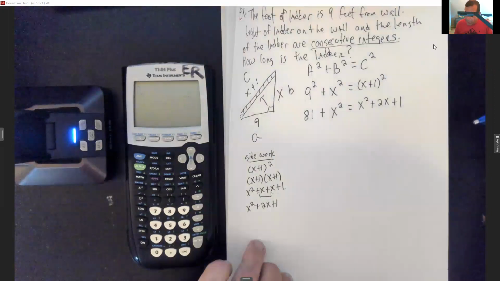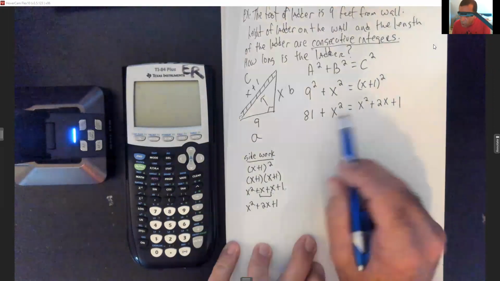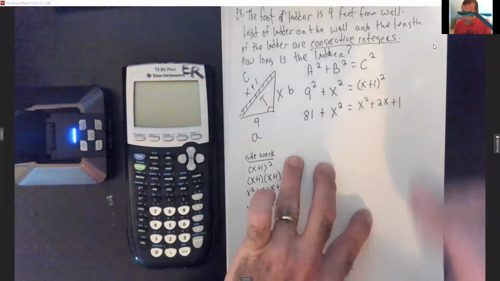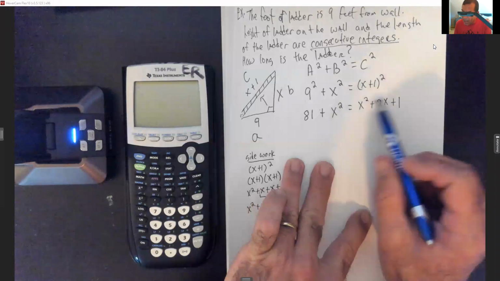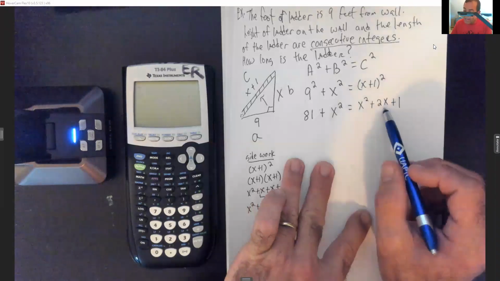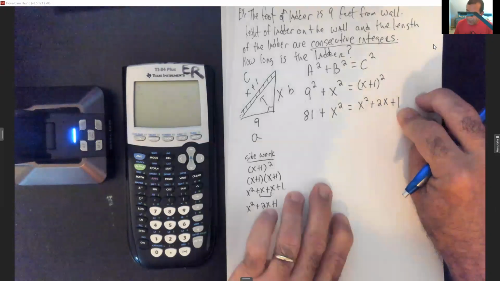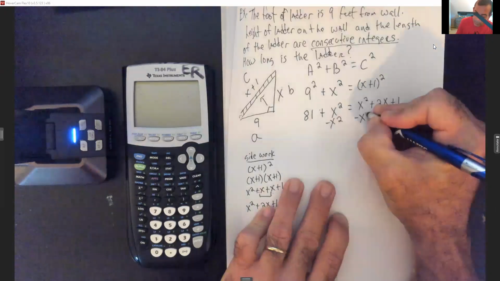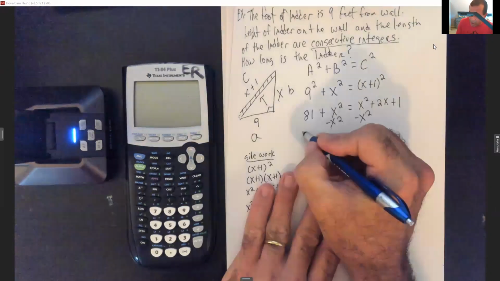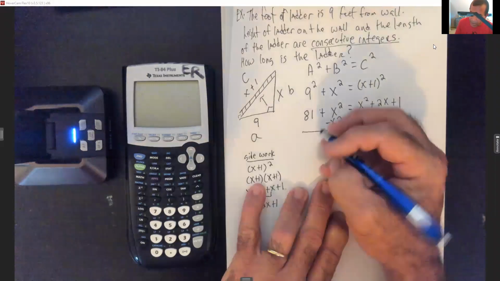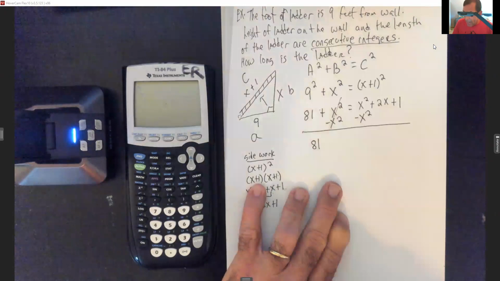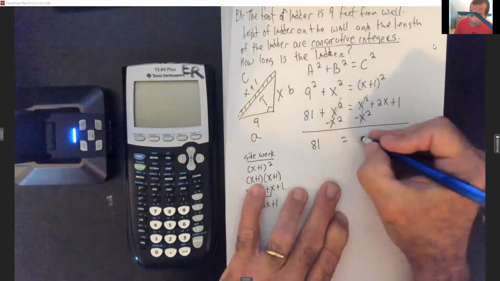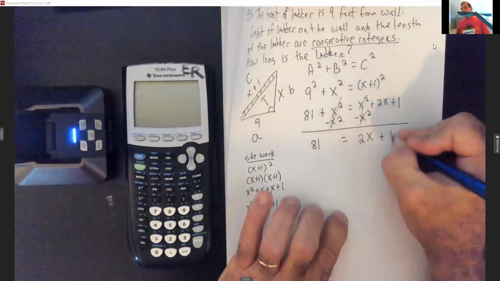All right, so what we want to do now is solve this. Since it's quadratic, I'm going to get everything on one side equal to 0. Since I only got 2 things here, and I got 3 here that are not like terms, I'm going to move these 2 to this side to get it done quicker. So what I would do is subtract an x squared from both sides. Oh, y'all look at this. 81 comes down. These x squareds canceled. So I now have 81 equals 2x plus 1.